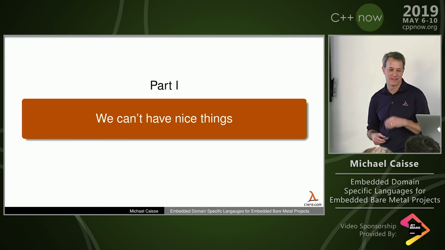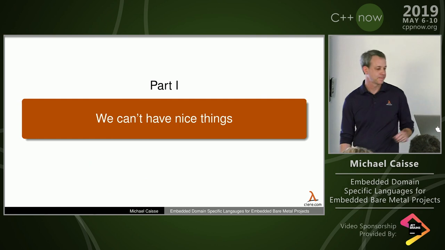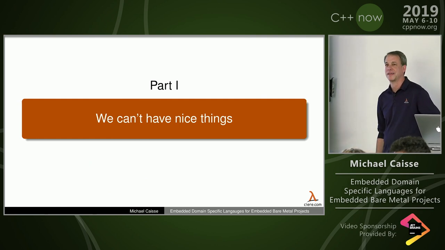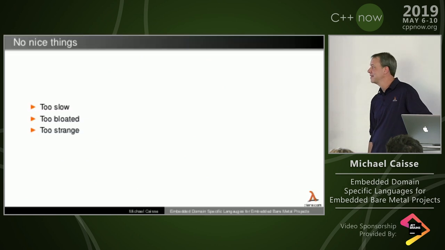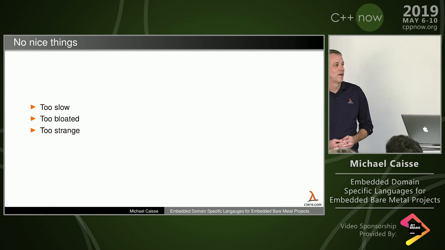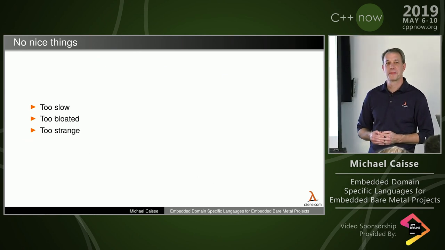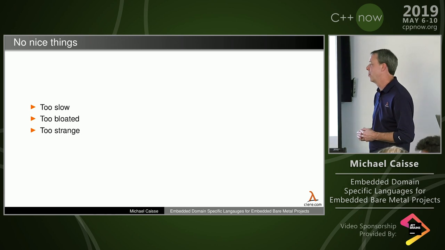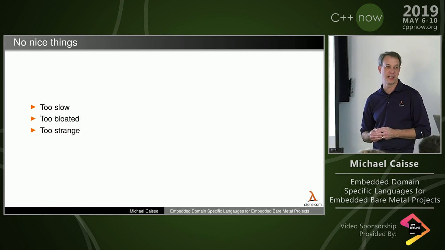All right, so part one of this talk is we can't have nice things. The reason we can't have nice things is usually these three reasons, at least these are the three that I hear. One, things are too slow, or they're too bloated, or they're just way too strange.